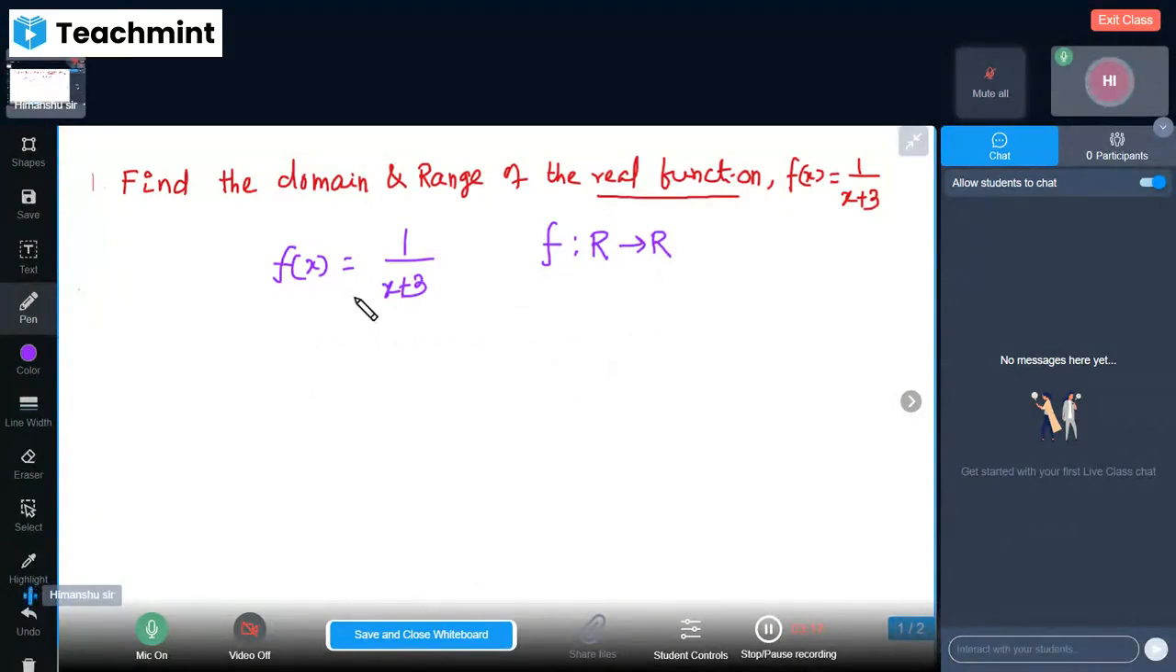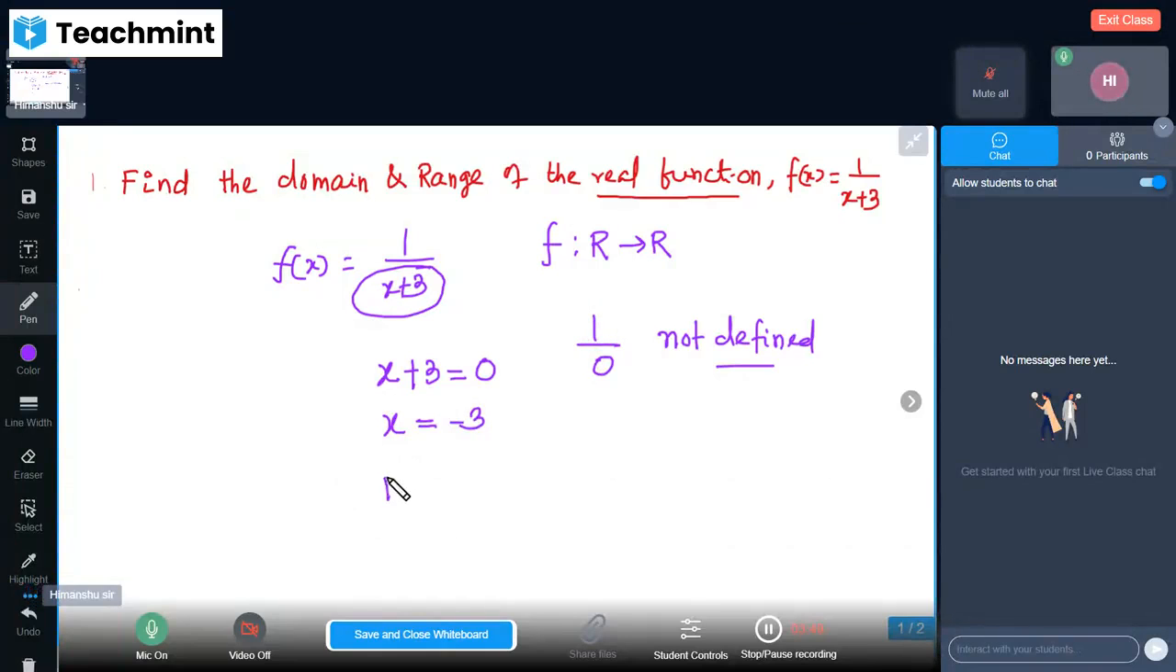So if it is a real number, then we know that 1 by 0 is not defined. Understood? It is an undefined term. So this factor has to be non-zero. That means if x plus 3 equals 0, x does not belong to the domain. That means x equal to minus 3 is not in the domain. So we are talking about a real valued function, so R minus {-3} is the domain. This is nothing but the domain of the function f of x, or the domain of the function 1 upon x plus 3.